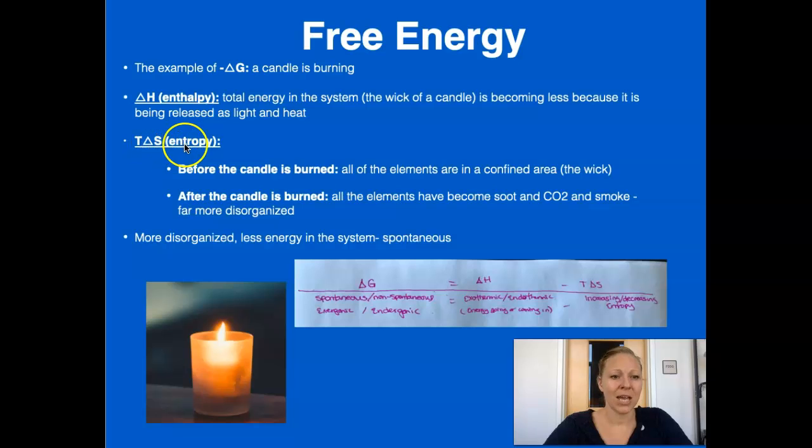The T change in S, or the entropy: before the candle is burned, all the elements are in a confined area. They're in the wick. After the candle is burned, the elements are more dispersed. They are more disorganized. It is moving towards entropy. It is becoming more disorganized, less energy in the system, and it is spontaneous. So that's going to give us a negative G.